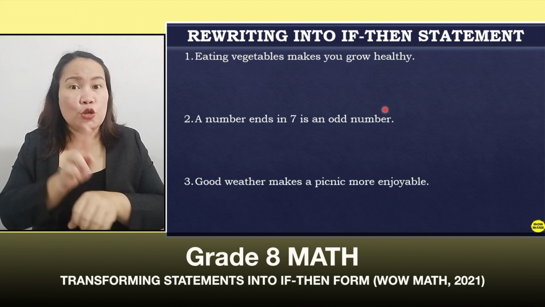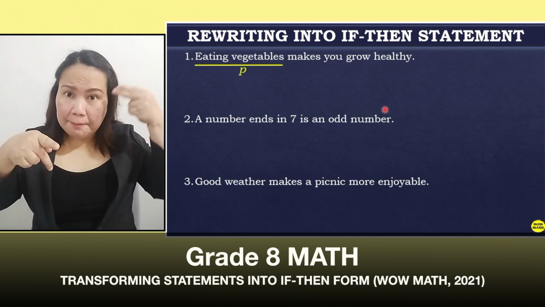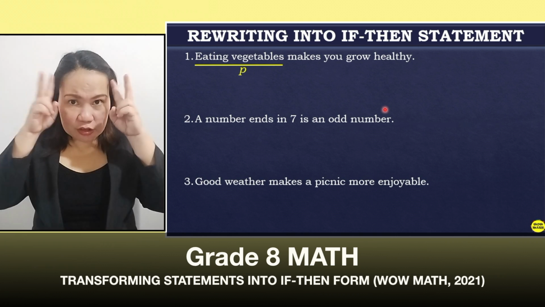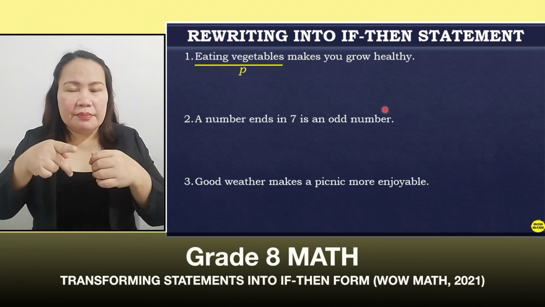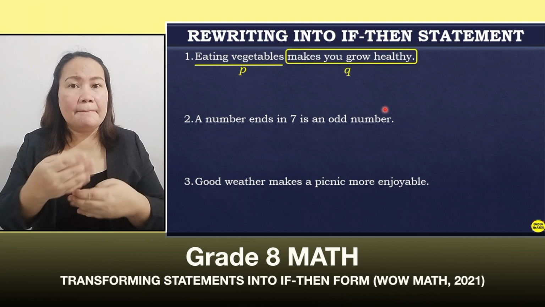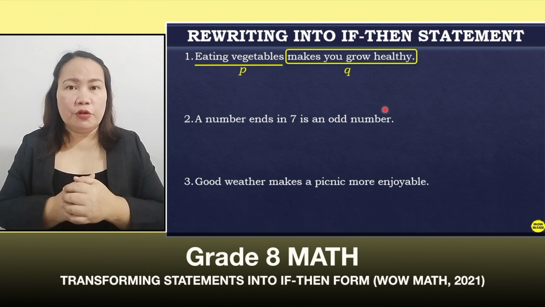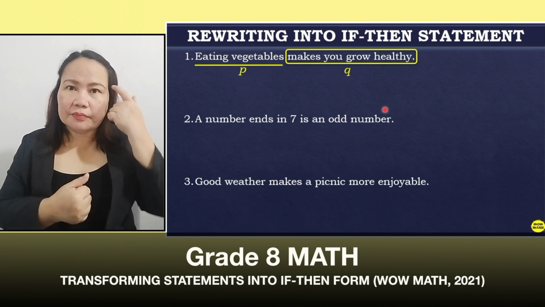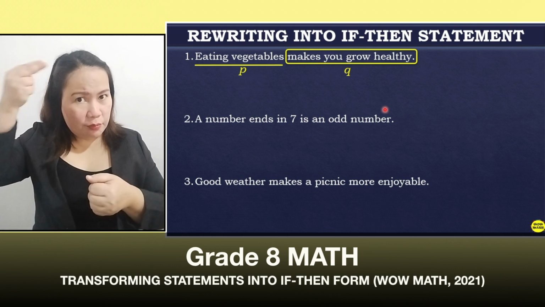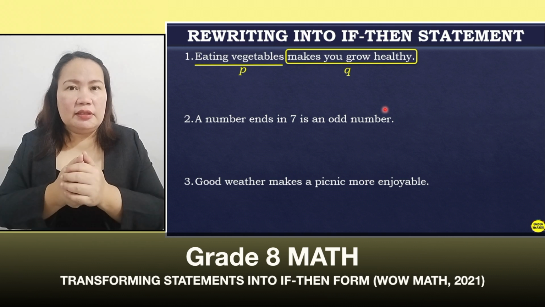Okay? So, this is our P. Okay, this is our hypothesis. And then, kapag kumakain ako ng vegetables, kakain tayo ng vegetables, what can you conclude? Or ano ang possible result nun? So, it makes you grow healthy. So, therefore, this is our conclusion. This is our Q. So, ito po muna ang gagawin. Dapat ma-identify mo muna yung iyong hypothesis and conclusion. So, eating vegetables, that is your hypothesis, and then makes you grow healthy, that is your conclusion.